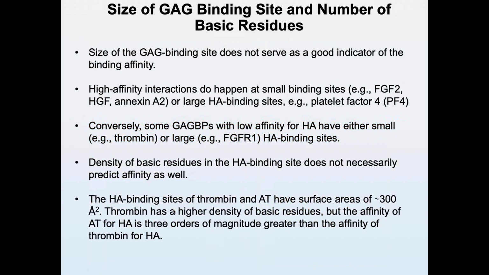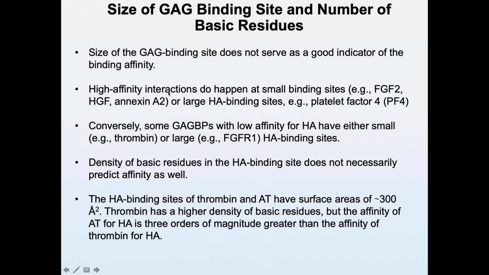Now, the size of the GAG binding site and the number of basic residues also affect the recognition and the specificity. Not as much as the loop structure or the binding geometry. However, the size and the basic residues may also affect the specificity and recognition. Not as much, but they do also.